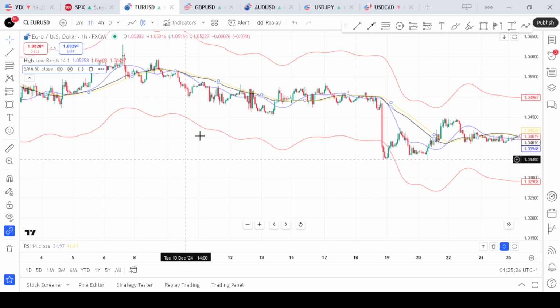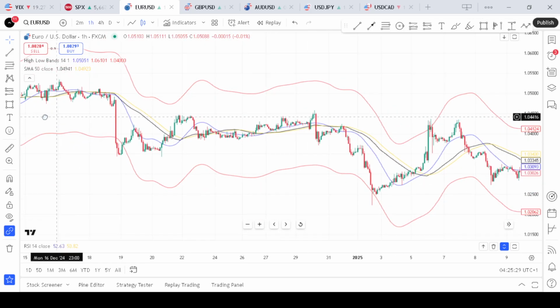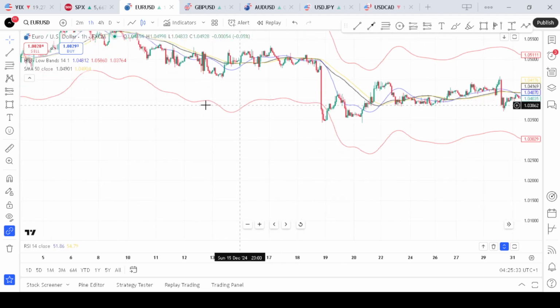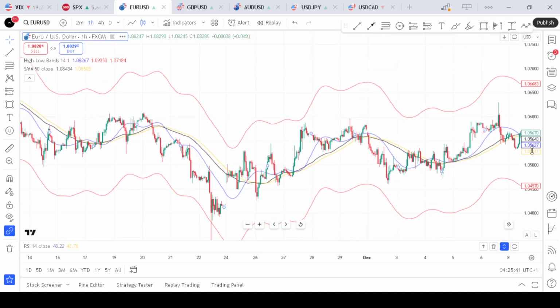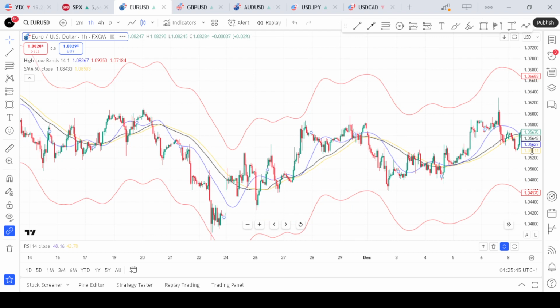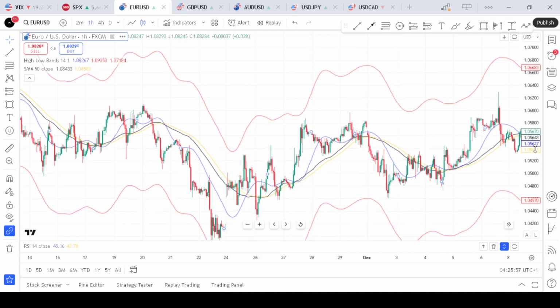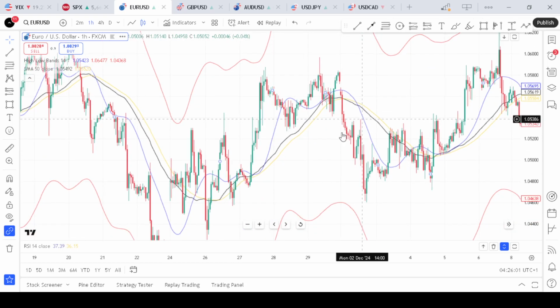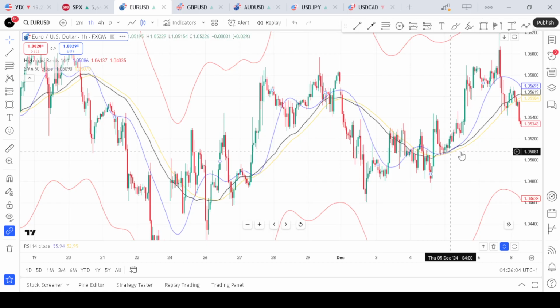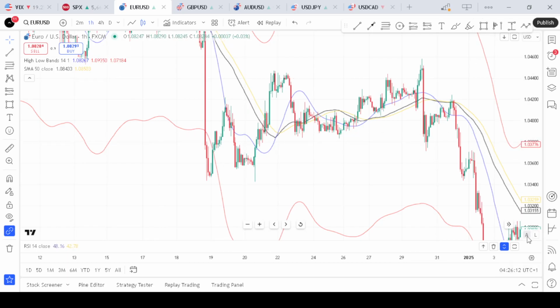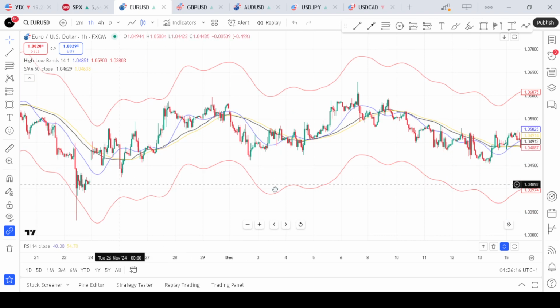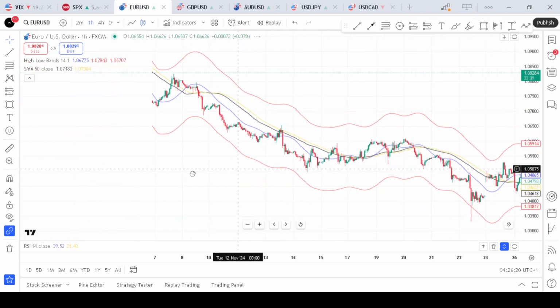So you would enter a long position when you see a crossover, when the fast moving average crosses the slow moving average, meaning when you notice your yellow line crosses above your black line, this is when you would want to enter a long position.